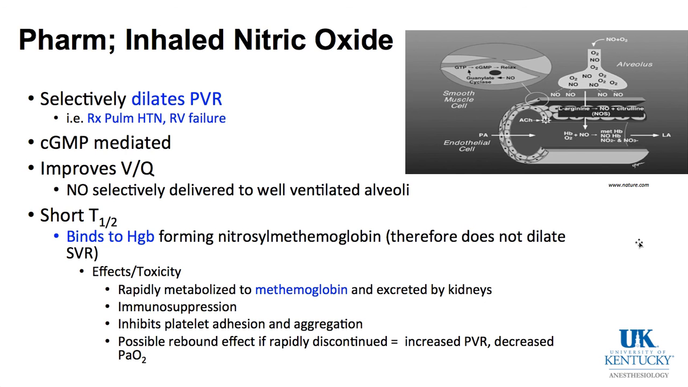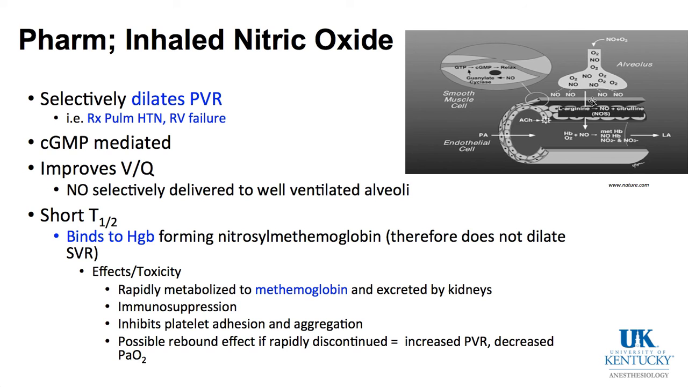Pharmacology of inhaled nitric oxide. The graph at the top shows nitric oxide being inhaled into a lung, often at 20 parts per million or so, crossing over the alveolar membrane and capillaries, increasing cyclic GMP-mediated relaxation of smooth muscle and vasodilation of the pulmonary vascular resistance. It selectively dilates the pulmonary vascular resistance, unlike nitroprusside or nitroglycerin, which also vasodilate the systemic vascular resistance. So pulmonary hypertension and RV failure are places where inhaled nitric oxide may be used.